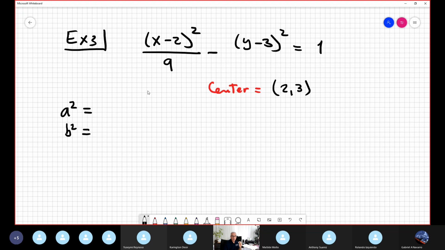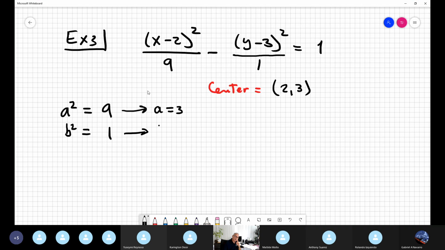Next question. Who is A squared and who is B squared? How do you identify A squared and B squared? 9 and 1. Very, very well. 9, and here the 1 is invisible, I suppose. Therefore A is 3 and B is 1 again, because the square root of 1 is 1.